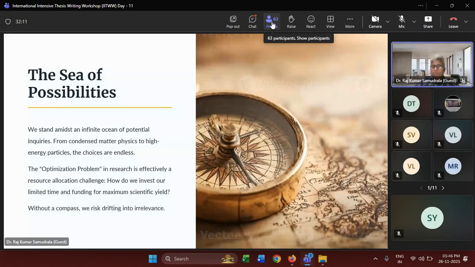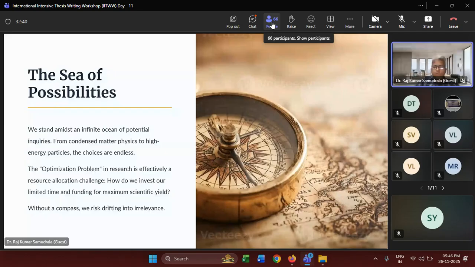Research is effectively a resource allocation challenge. How do we invest our limited time and funding for a maximum scientific yield? Most of us are working as full-time faculty, but still we are trying to do some research. We have some limited time. Even in that limited time, with the limited funding, how can we get maximum output?